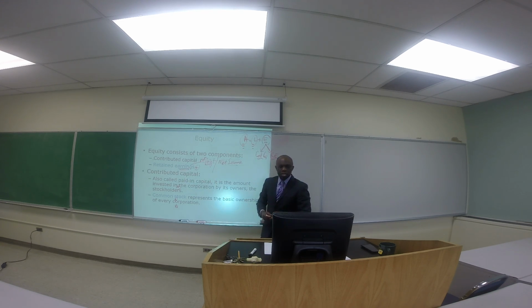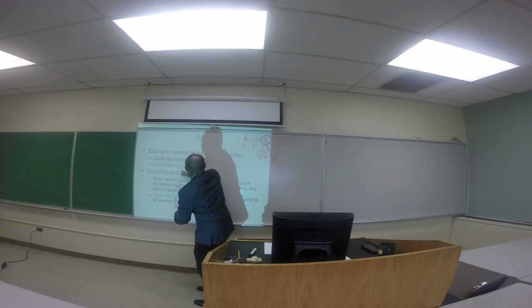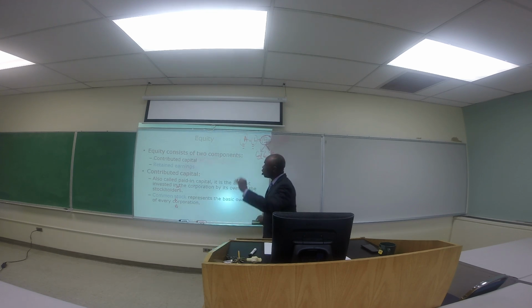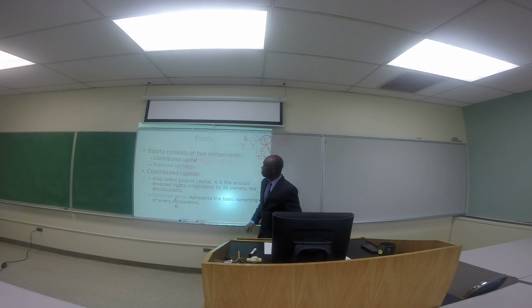Okay? So the profit that is not distributed, or the net income that is not distributed to the owner, that is kept in the business, still belongs to the owners of the company. So we say that these are the two primary categories of equity: contributed capital and retained earnings. Make a note of that. That's going to be on your exam.